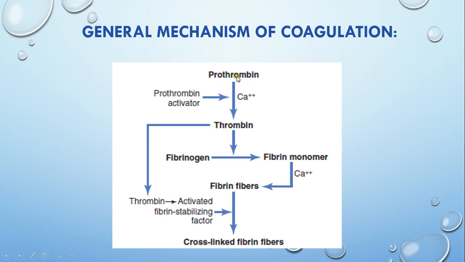This prothrombin activator causes the conversion of prothrombin into thrombin, then thrombin activates the fibrinogen into fibrin monomer. The fibrin monomers then combine to form the fibrin fibers. The fibrin fibers are stabilized by the fibrin stabilizing factor, and this fibrin stabilizing factor is present in the blood, which is activated by the thrombin, or it is released by the platelets. The fibrin fibers then develop covalent bonds around themselves to form the stabilized fibrin fibers.